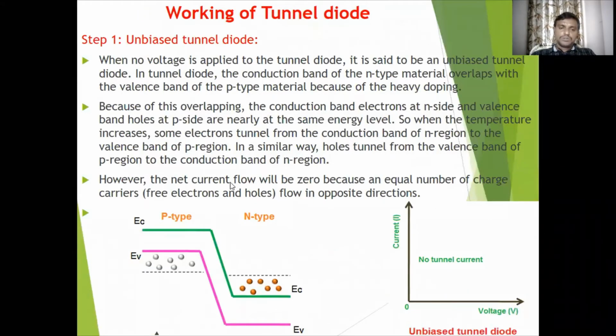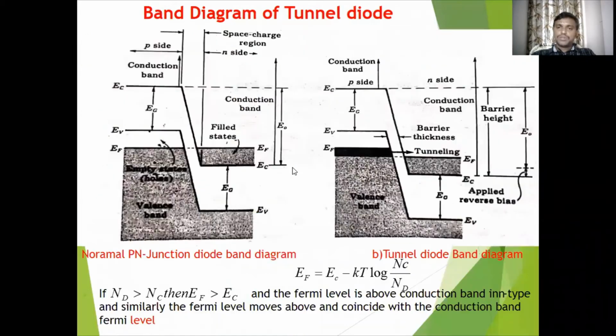So you can observe here. Step 1 is the unbiased tunnel diode. When no voltage is applied to the tunnel diode, it is said to be an unbiased tunnel diode. In the tunnel diode, the conduction band of the n-type material overlaps with the valency band. I already told that the conduction band of the n-type material overlaps with the valency band of the p-type material. Therefore some movement can take place because the depletion width is very small.